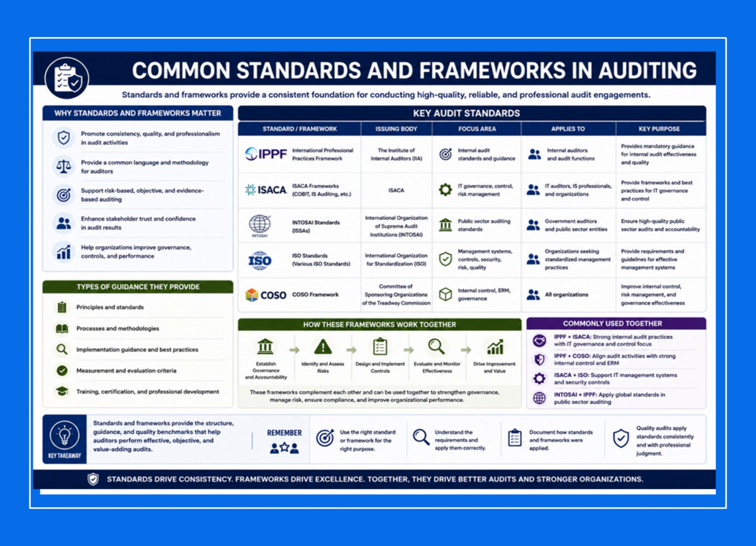INTOSAI standards are designed for public sector auditing and are commonly used by government auditors and supreme audit institutions to promote accountability and transparency. ISO standards provide internationally recognized requirements and guidance for management systems, security, quality, privacy, and risk management. Examples include ISO 27001 for information security and ISO 9001 for quality management. The COSO framework focuses on internal control, enterprise risk management, and governance effectiveness. It is widely used in financial, operational, and compliance environments.